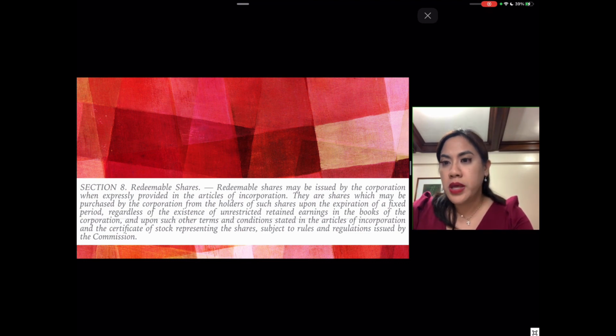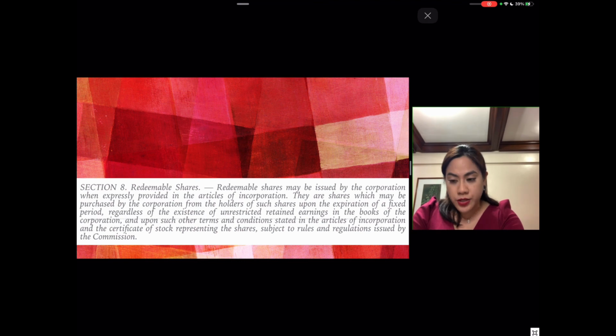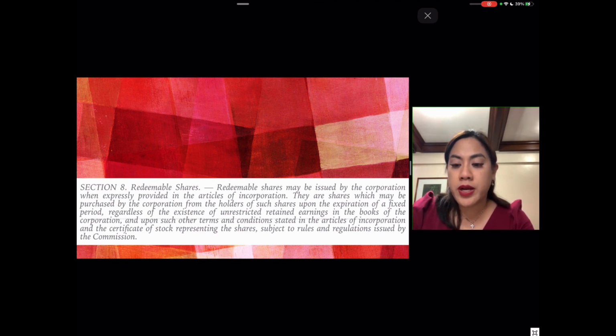Now, what do we mean when we talk about rules and regulations issued by the SEC? There is one which is precisely called Rules Governing Redeemable Shares. Under Section 5, Paragraph 5 of that rule, a corporation cannot redeem shares if it does not have sufficient assets to cover its debts and liabilities, inclusive of capital stock. Therefore, a redeemable shareholder's rights is still subordinate to those of corporate creditors.